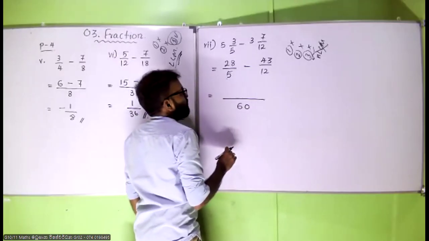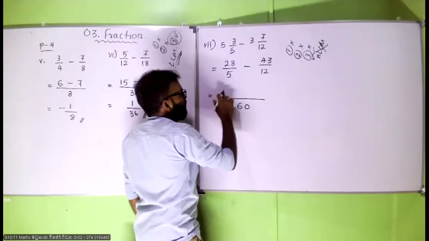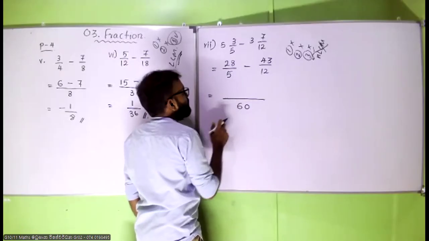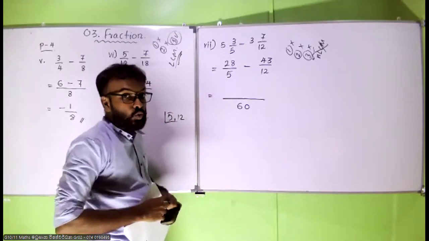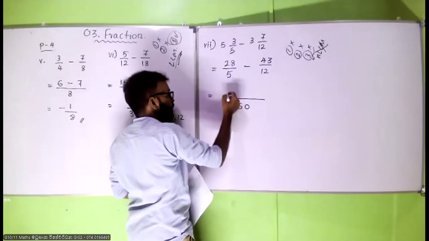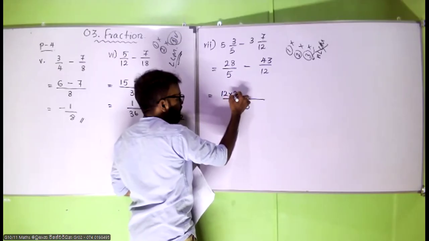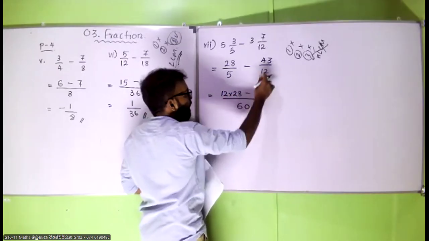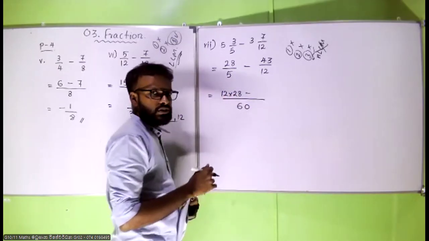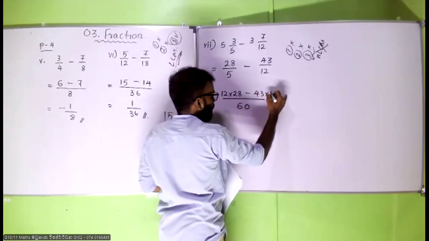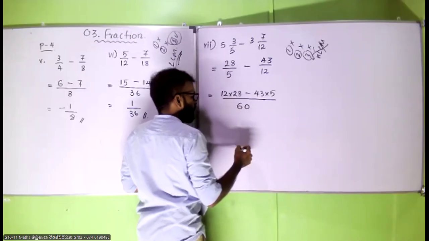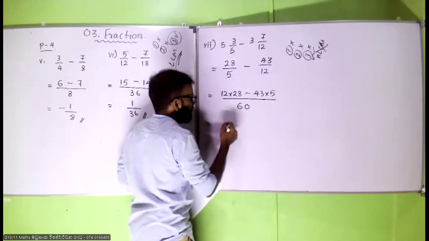Right. 5 and 12, so you get 60. Then, how many 5s are there in 60? That is 12. So 12 into 28. I will write it like this. 12 into 28 minus. How many 12s are there in 60? 5. 5 into 43. Right? So do the multiplication and get the answer.